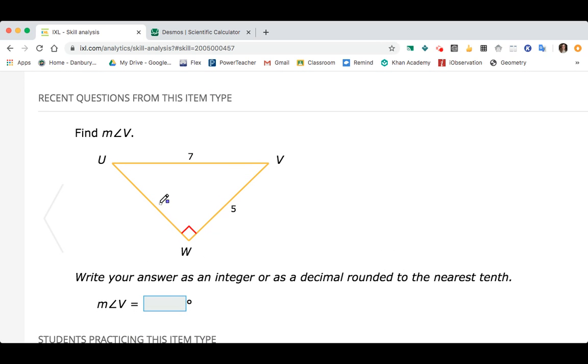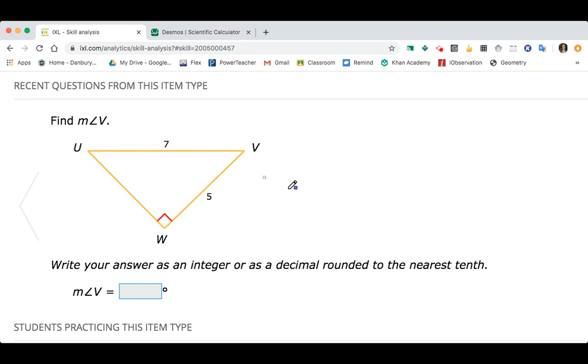Okay, so I noticed that some people wanted some help with the trig inverse problem, so I'm going to go ahead and make a video on how to solve for angles using trig. In this problem, we're asked to find the measure of angle V. So we know that V is going to be our reference angle.